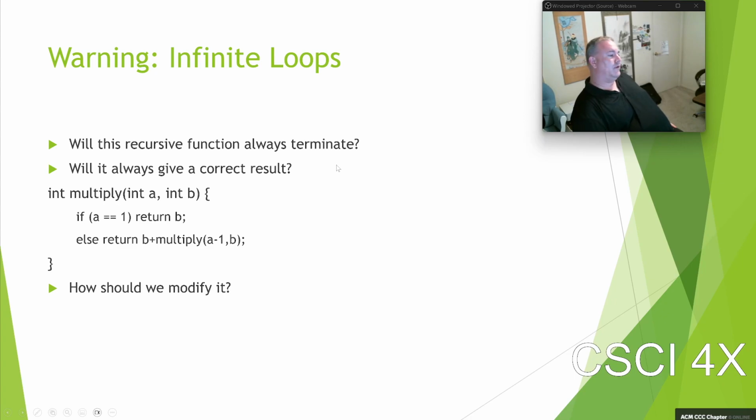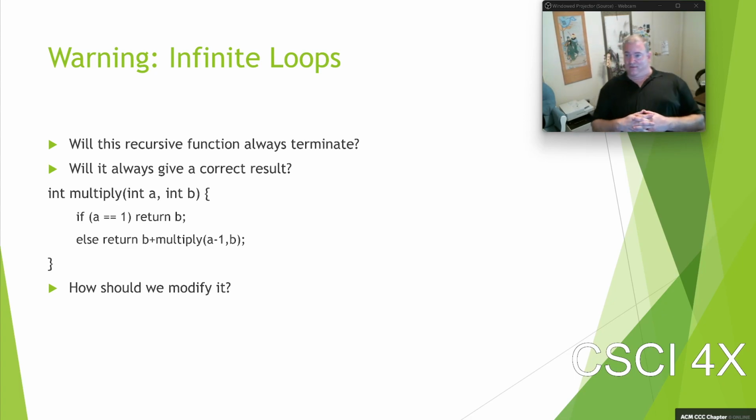Everybody take a moment and look at this code and tell me, will this function always terminate successfully? Segfaulting doesn't count. This function is trying to do multiplication via addition. It's supposed to multiply. If you multiply 4 times 5, it'll add 5 together 4 times.